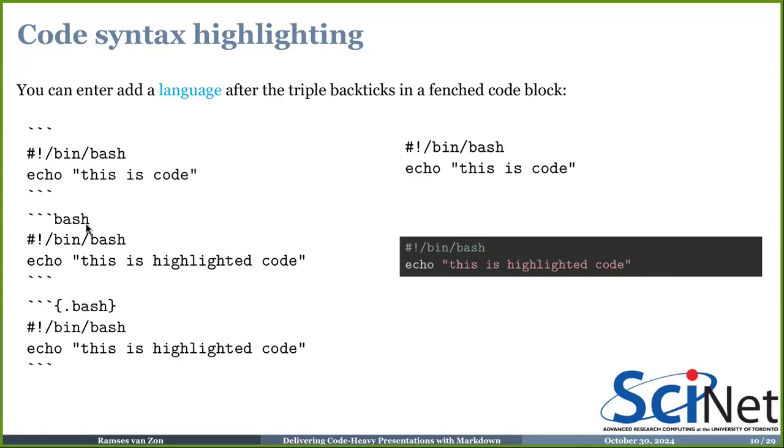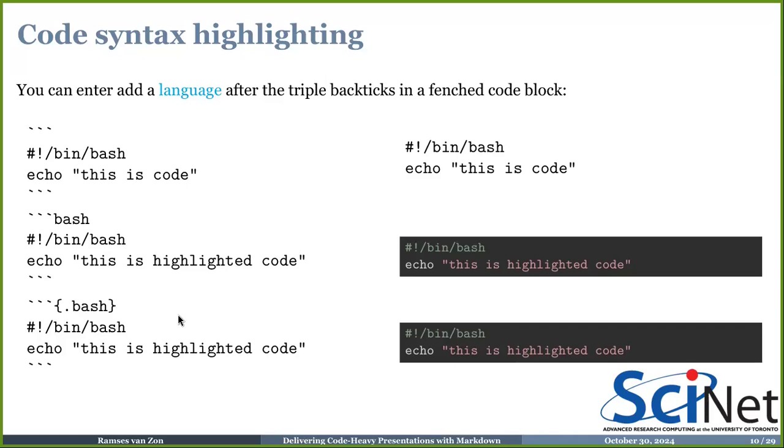There's one more way to do it, which is useful in the future. Instead of bash, you can put curly brackets and then dot bash. The dot is important because otherwise it won't work. It does the same thing here, but with these curly brackets, we will be able to put options in here, which if you put them behind here, I don't think they work. So that's a way to do it if you're going to have options.